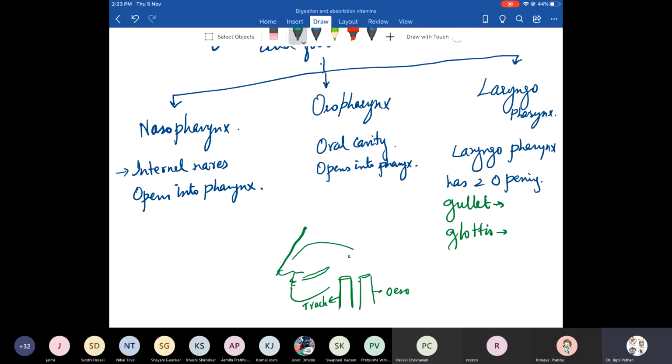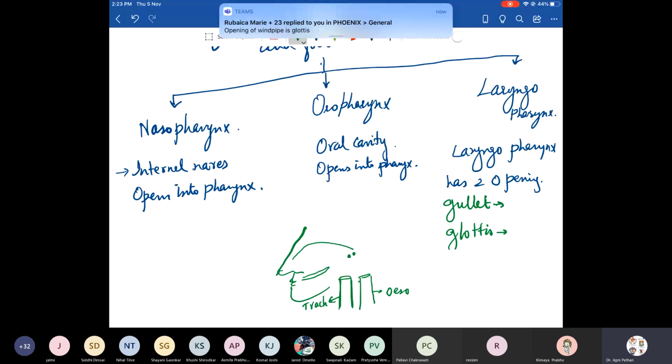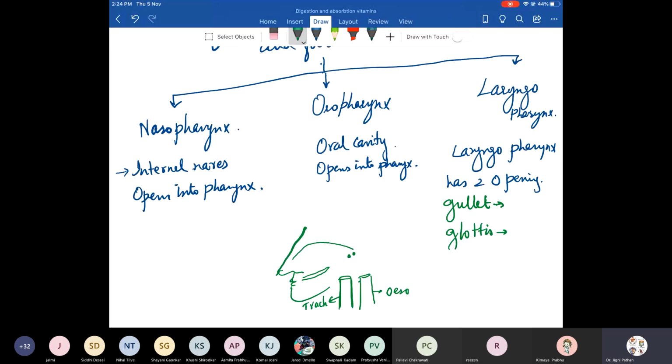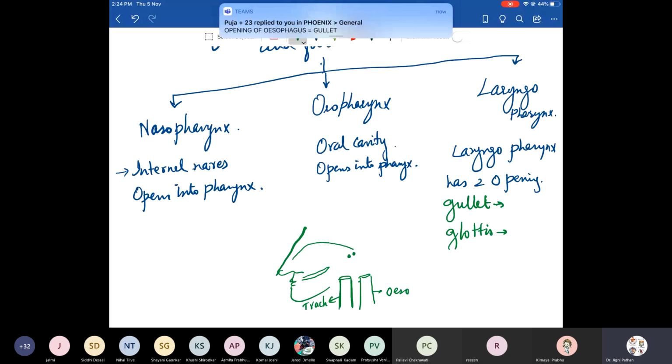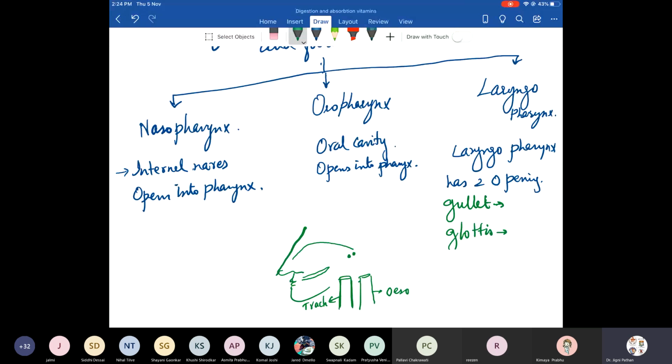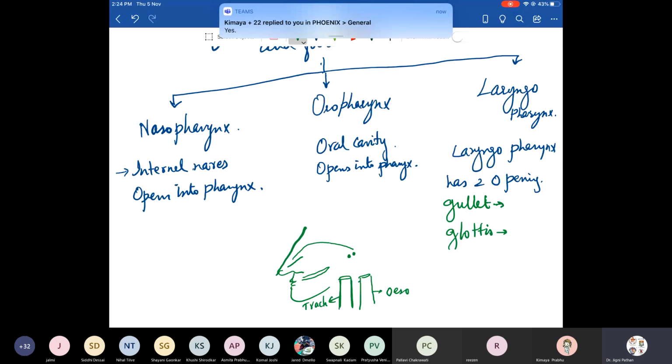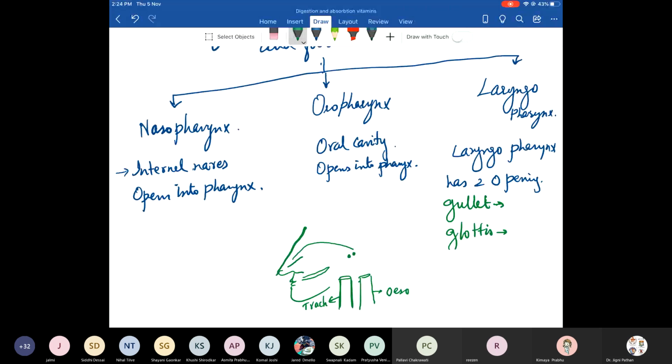What is internal nares? You have always heard that the nose and the mouth are connected. There is a connection between the nose and mouth, and also the mouth and ear. Do you agree with me? So basically, internal nares, the air which comes. See, when we breathe, when we hold our nose, can we still breathe through the mouth?